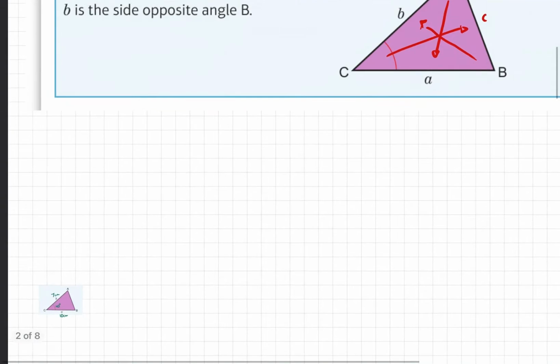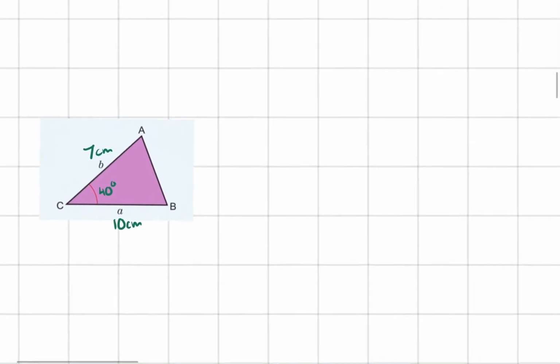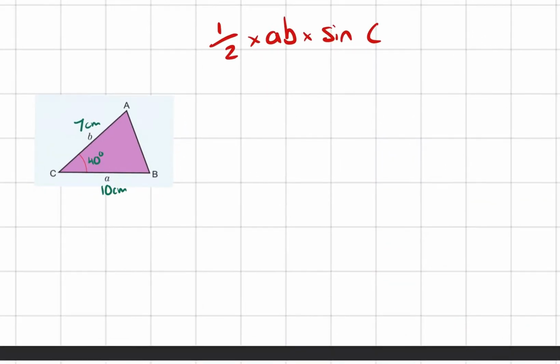So let's look at a question. What is the area of this triangle? Well, it's going to be half multiplied by length A multiplied by length B, so AB multiplied by sine C. So that's going to be our area. Well, C is 40 degrees here. That's our C.